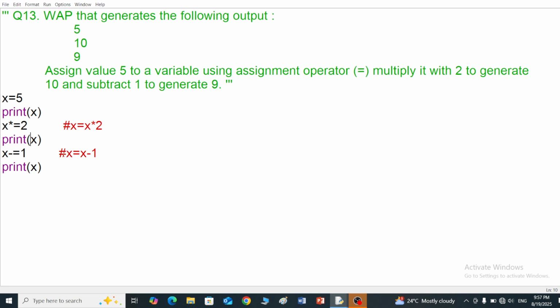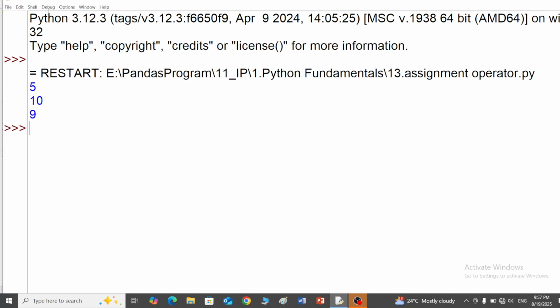So x = x - 1. This also means x -= 1, means x = x - 1. Now check the output. Look at here, 5, 10, 9. Same formula.